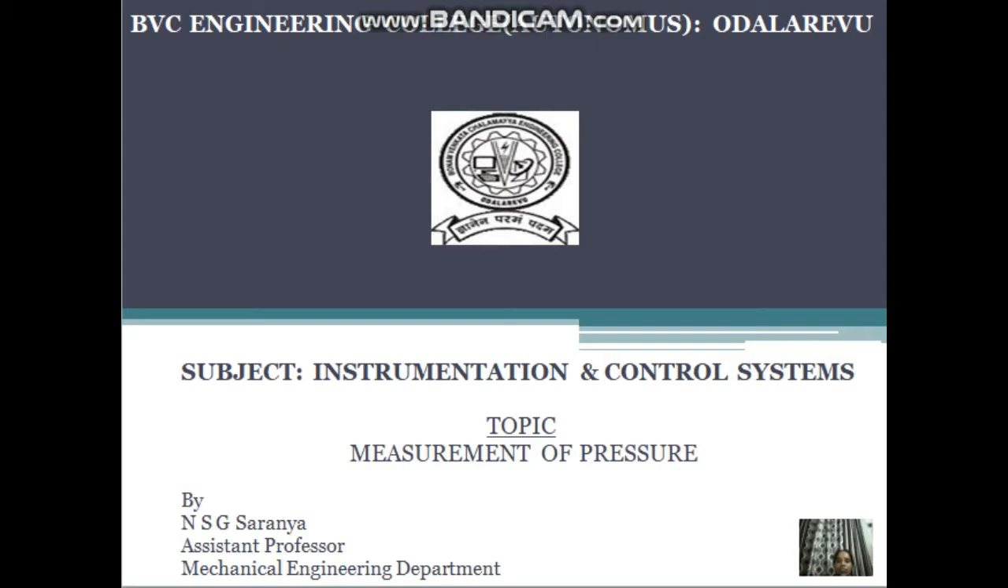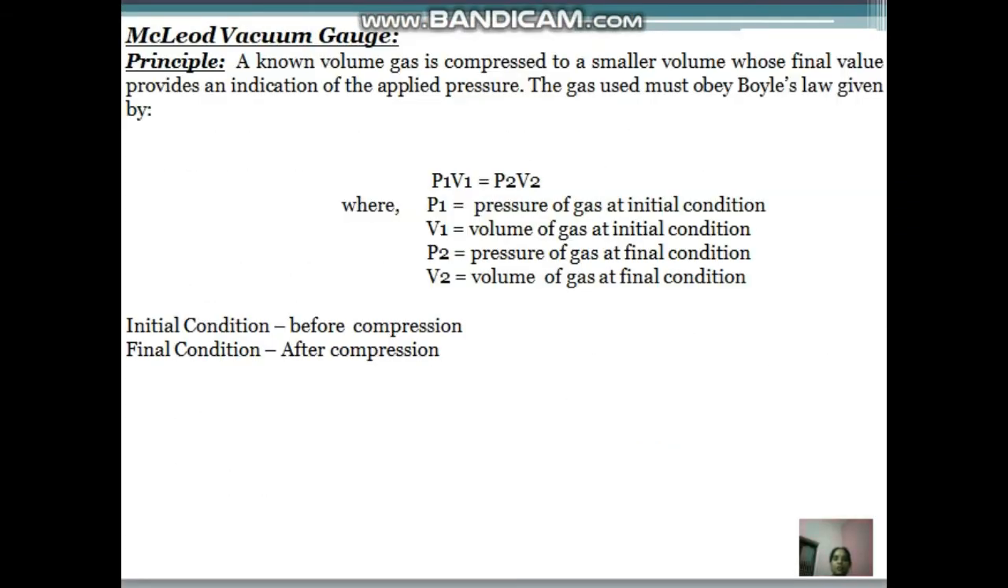So in the series of video lectures on instrumentation and control systems, today we are going to see the topic measurement of pressure. The next instrument we are going to see is the McLeod gauge. This gauge is used to measure vacuum pressures. It works on the principle of Boyle's law. So what is Boyle's law?